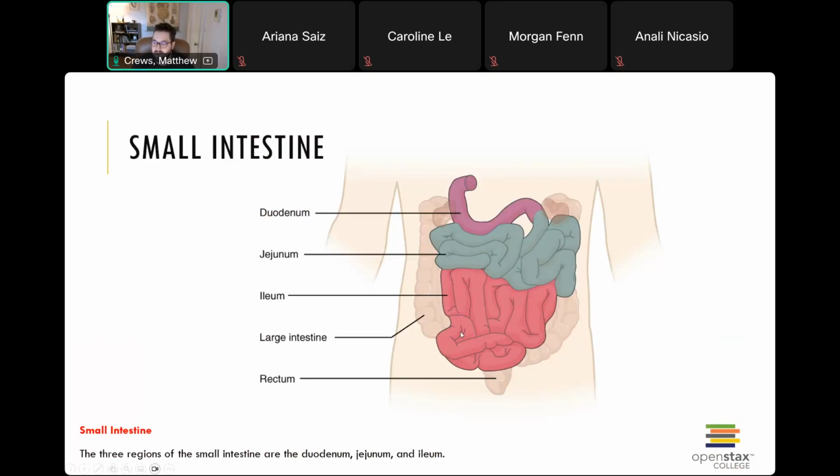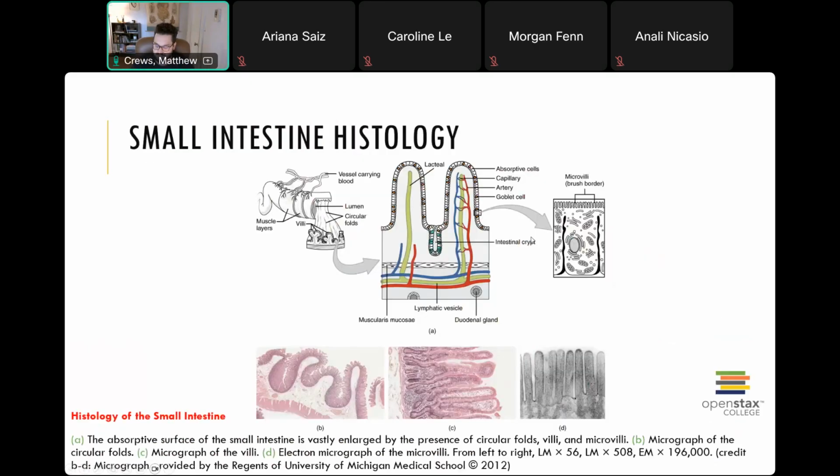There are little things that differentiate between these three sections. But for the purposes of this class, they're all small intestine. A test question might be, which of these is not a portion of the small intestine? Duodenum, jejunum, ileum, rectum. Not the rectum. It's just these three.